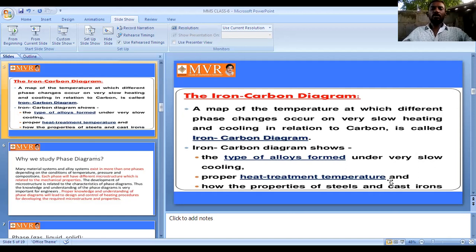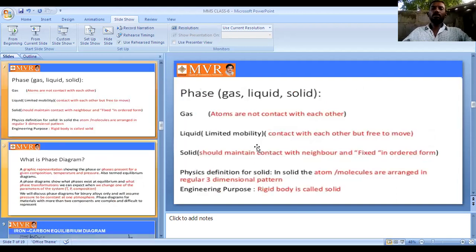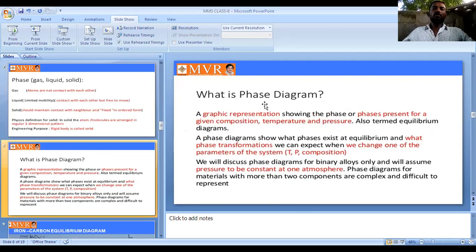Proper heat treatment temperature you can see on the FeFe3C phase diagram. How the properties of steel and cast iron change, everything we can learn on the iron carbon equilibrium diagram. Next one is phase. What is a phase? What are the different types of phases? So this is the phase introduction.